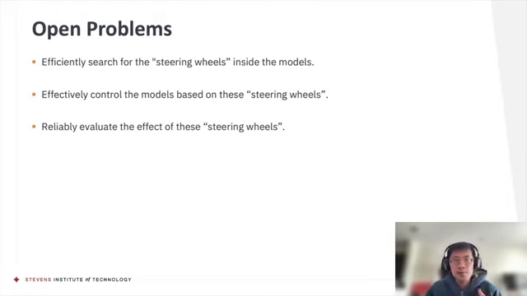I think in the next few years, people will discover more about the steering wheels of large language models and also perhaps large vision language models in the context of AI agents.